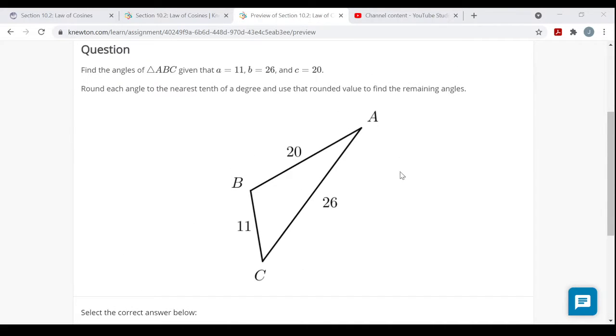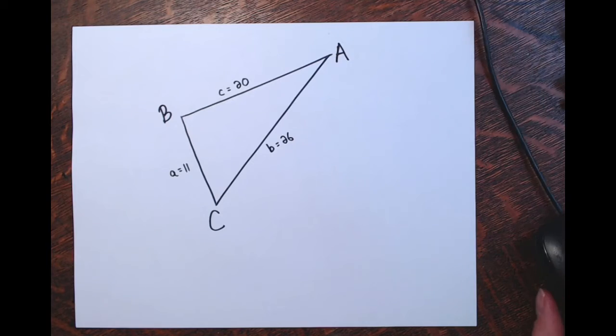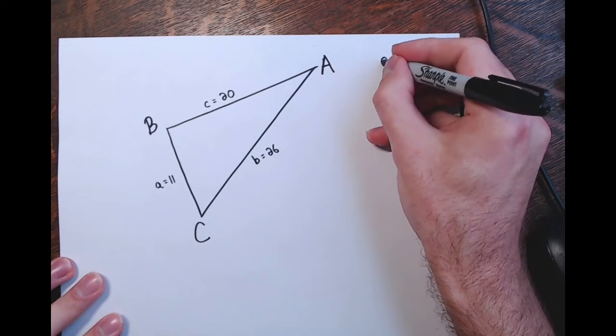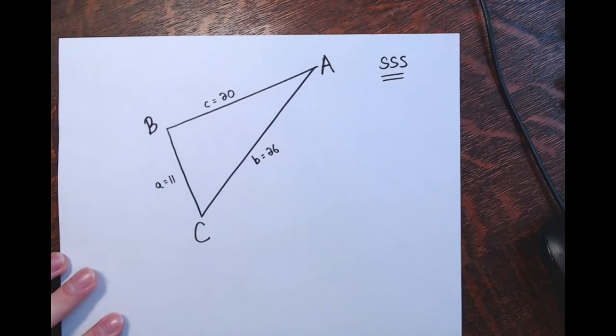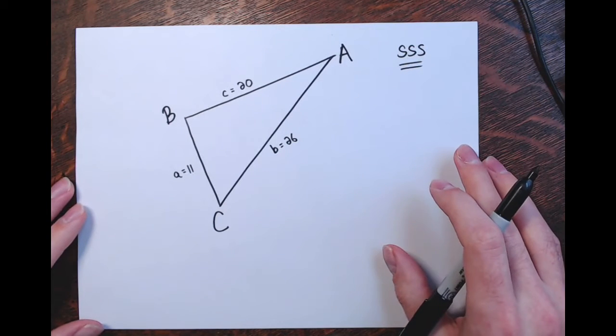Alright, so I'm going to draw a picture of this. This is a side, side, side triangle. I know all three side lengths. Little a is 11, little b is 26, little c is 20. And I want to find the missing angle measures, and they ask us to round to the nearest tenth of a degree. So here's the drawing that they're giving us. Again, it's a side, side, side triangle. So in order to solve it, I'll need to apply the law of cosines.